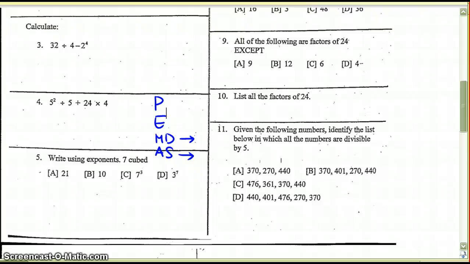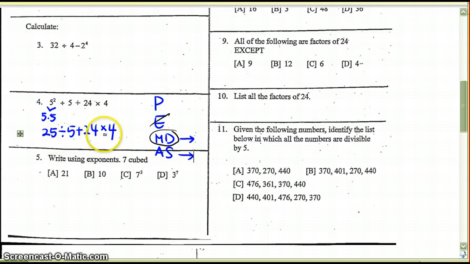Okay, so number 4, because there's no parentheses, I'm going to go ahead and do the exponents first. That's right here. So 5 to the second power is 5 times 5, which is the same as 25. Then I'm going to divide by 5, add 24, and times 4. It seems like I have dividing, adding, and multiplying. So I'm going to do multiplying and dividing in this step.